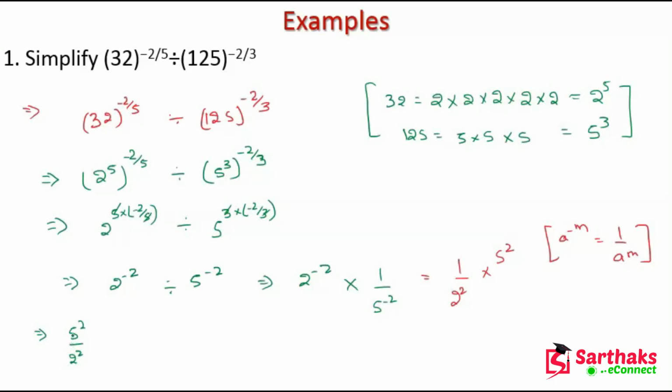Now here, the base is what? Different, but the power is the same. So we can write it as 5 upon 2, whole raised to power 2. What is 5 upon 2 raised to power 2? So I hope you understand these things. So we can write it as 25 upon 4. What is 25 upon 4? This is the answer of this problem.